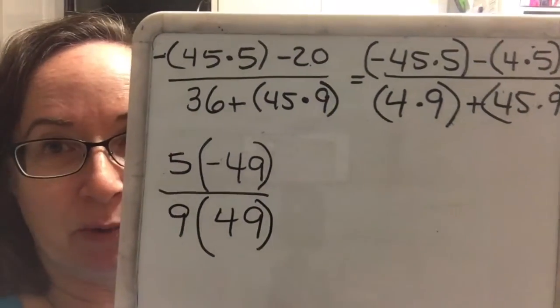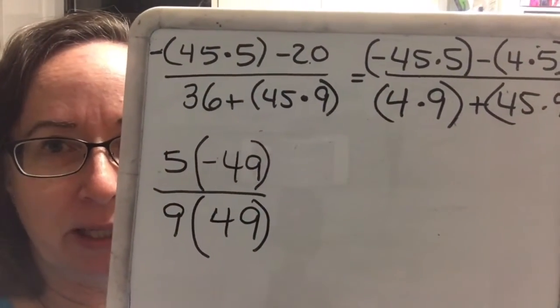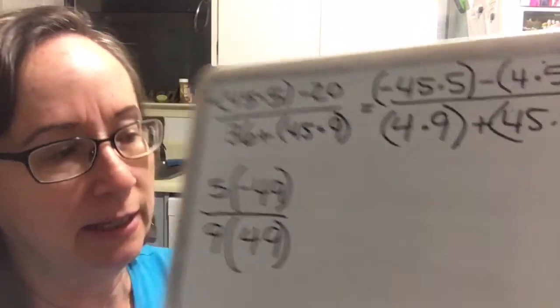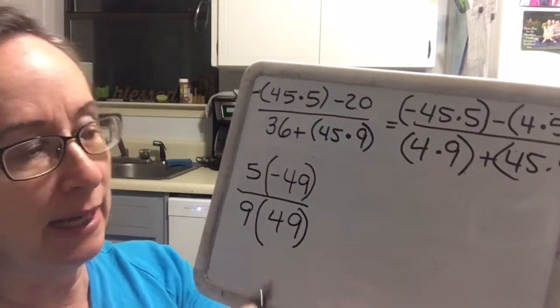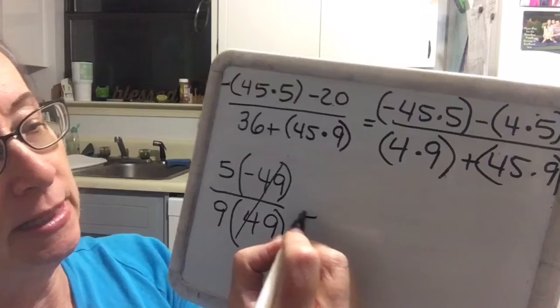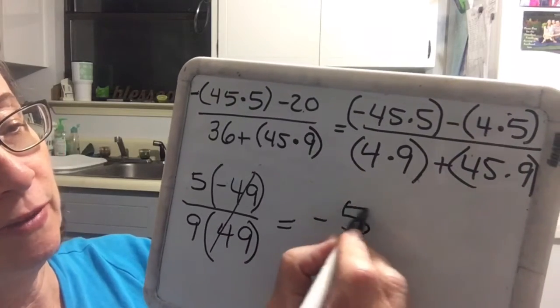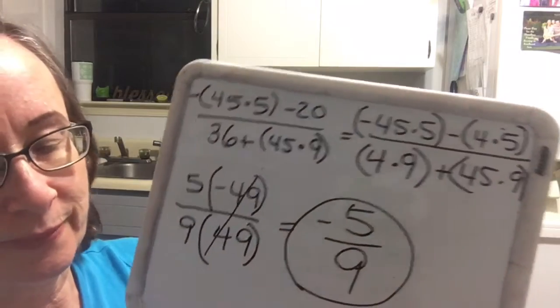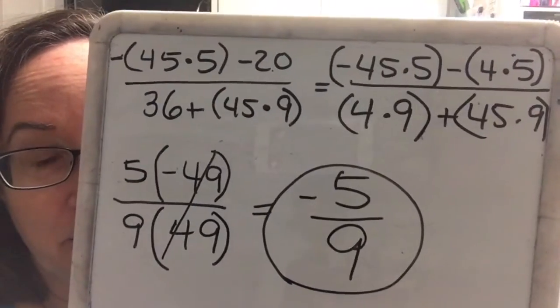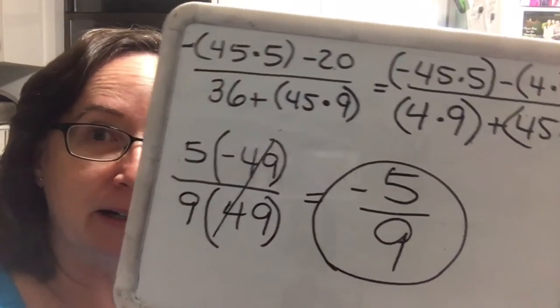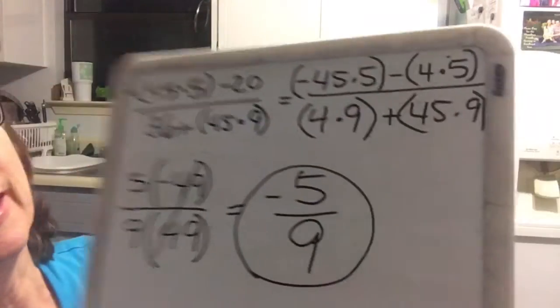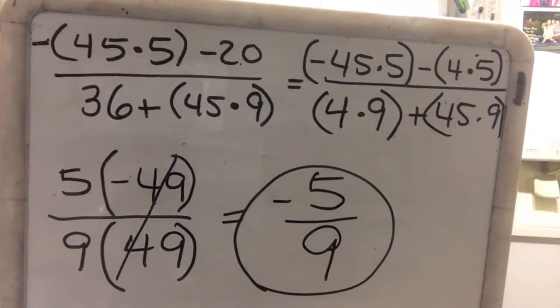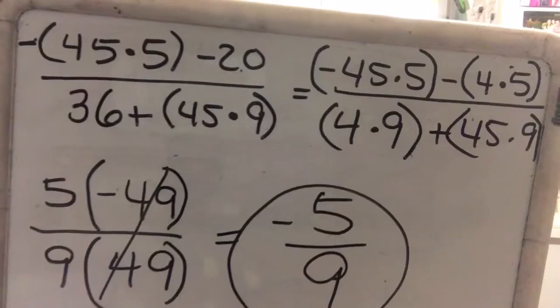Now I'm getting somewhere because I have a negative 49 and a positive 49, which will cancel with a negative 1. And my answer is negative 5/9. That is my slope. And that was a lot of work, but we got there. Negative 5/9 is the slope. Okay, so that one was problem number 30.